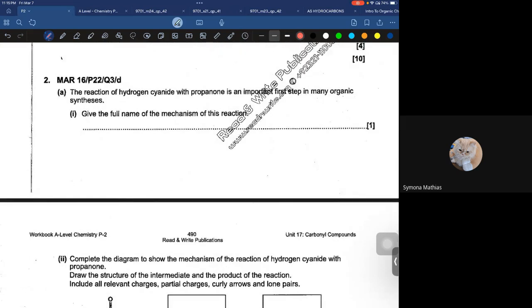Then the reaction of hydrogen cyanide with propanal. Propanal is this. In the last class, we did this reaction. This is your nucleophilic addition reaction. This is partial negative. This is partial positive. And cyanide is going to attack on that carbon atom. They are saying give the full name of the mechanism of this reaction. So this is nucleophilic addition. Nucleophilic addition. So yeah, easy.